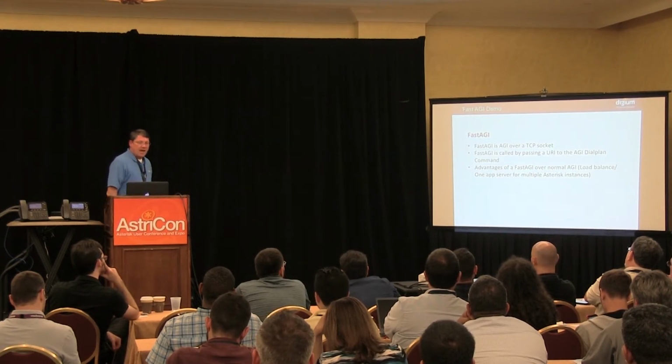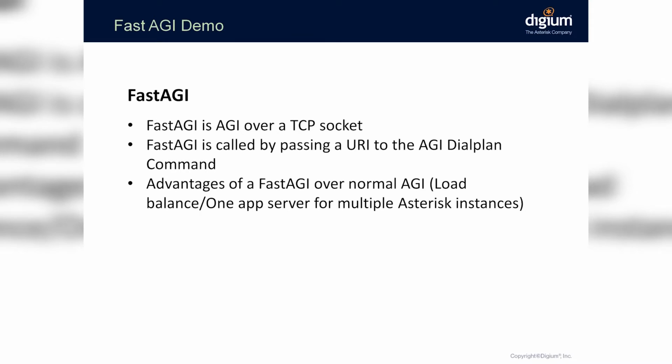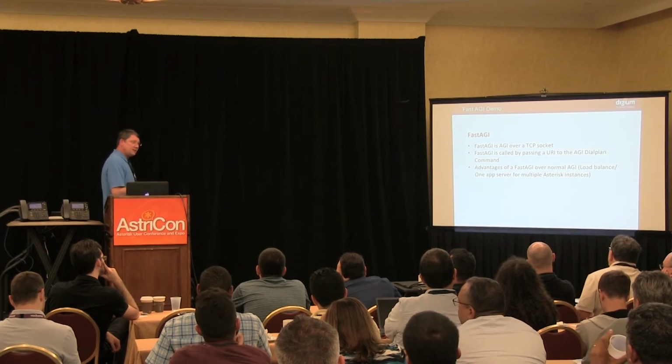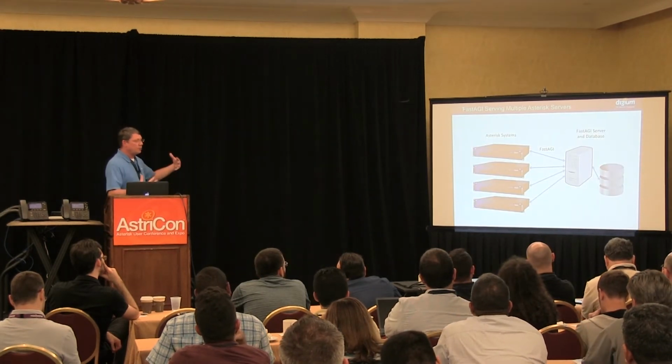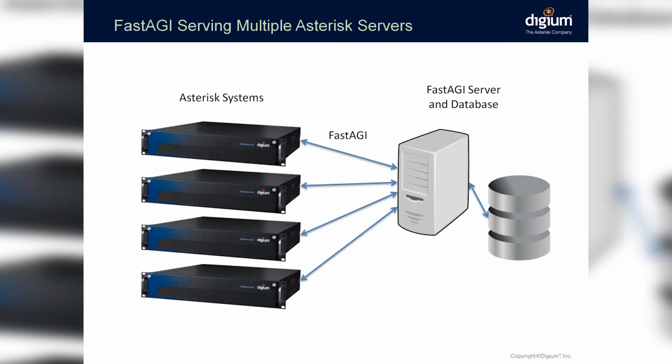Again, fast AGI is AGI over a TCP socket. You call it by passing a URI to the AGI command in the dial plan. And it can be used to load balance either multiple Asterisk instances or multiple AGI instances. And that would be kind of a sample where you have a pool of Asterisk servers running and they all hit the same fast AGI that might be doing a database dip or something.